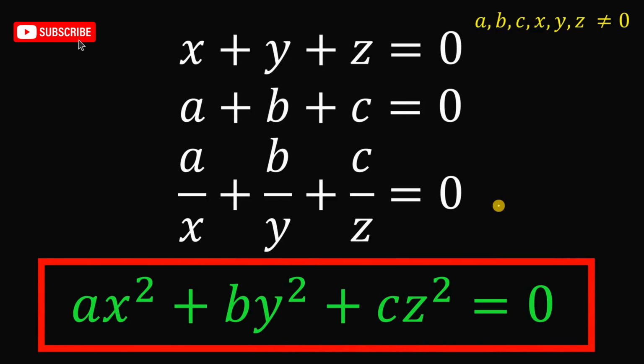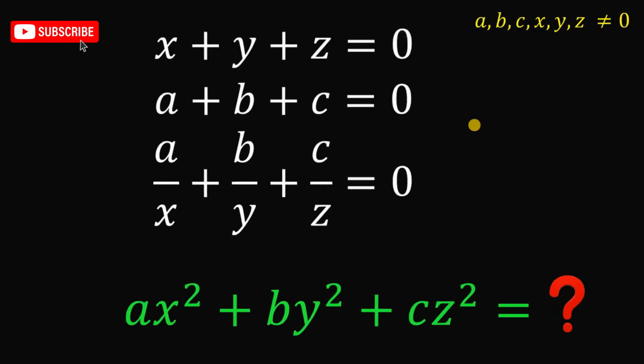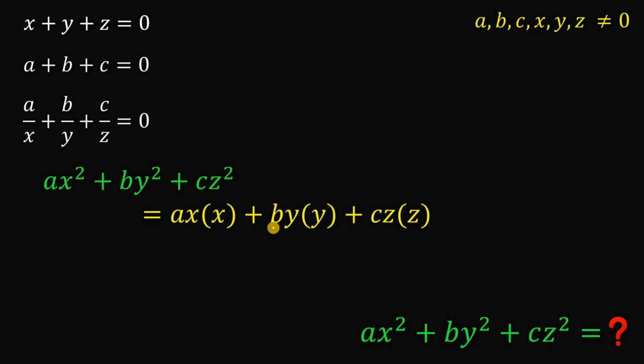So, here's our solution. Take note, we don't need to find the values of a, b, c, x, y, z in these given equations. Instead, we will use what we call the algebraic manipulation. Now, let's get the expression that we want to evaluate. Take note, we can rewrite this as follows. We have ax times x plus by times y plus cz times z.